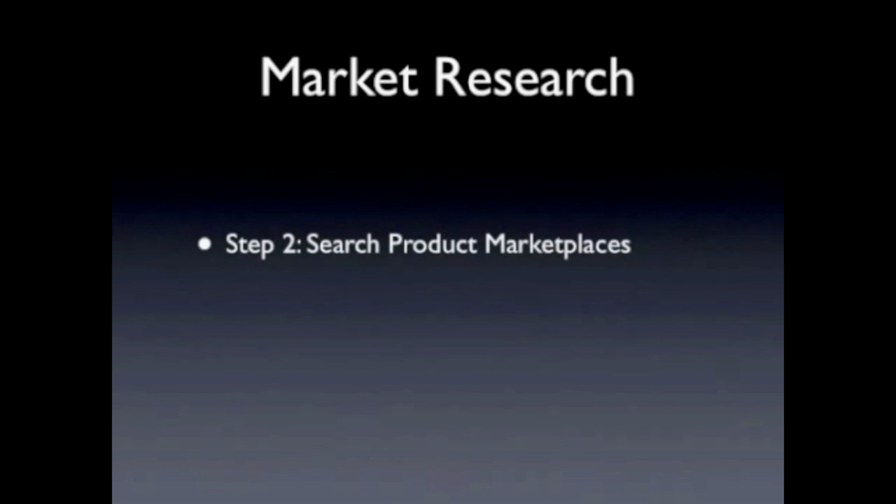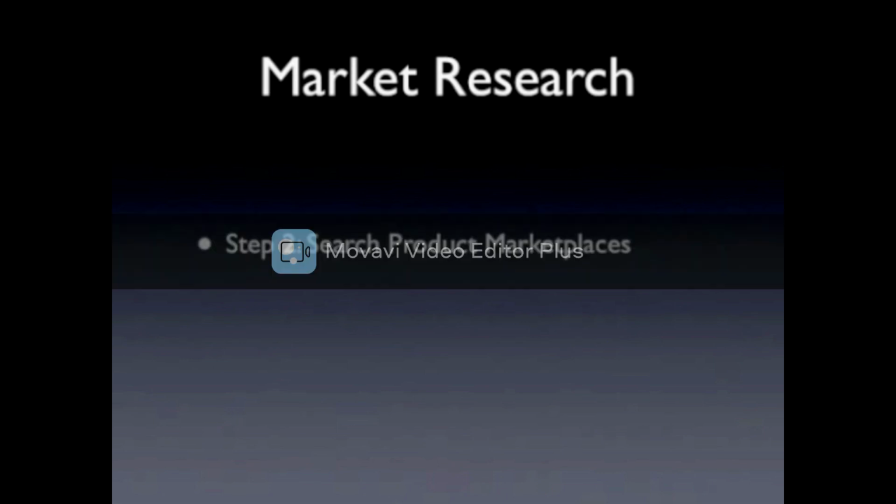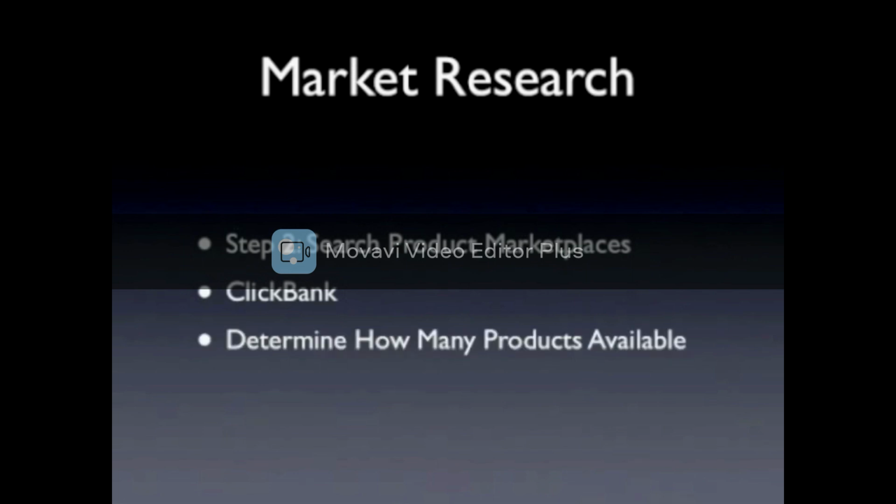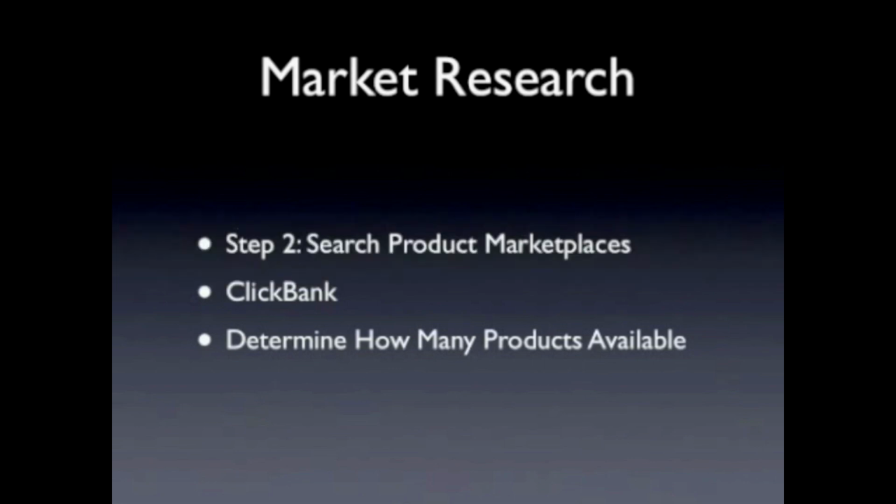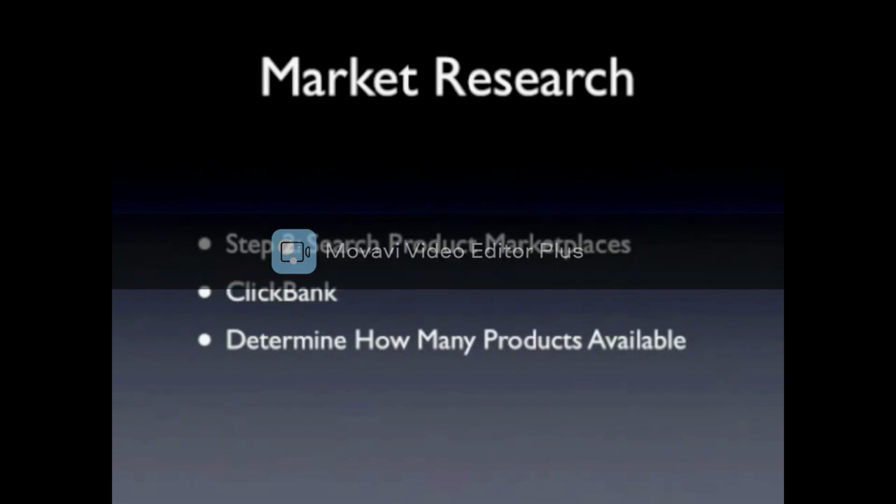Step 2. Search product marketplaces. This is where clickbank.com is a handy tool. View the screenshot below. By exploring their marketplace, you can determine how many products are available for your topic. And since you're likely going to want to promote affiliate products to your list, even if you have your own product line, you will want to verify that there is a significant number of products available.